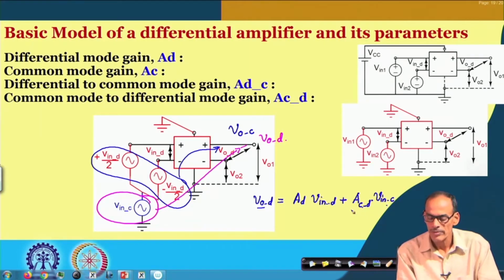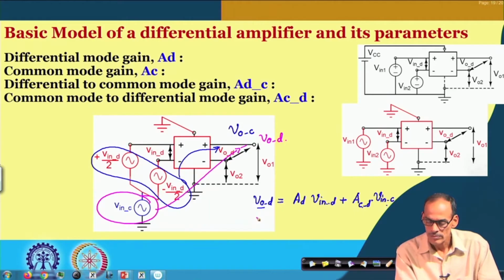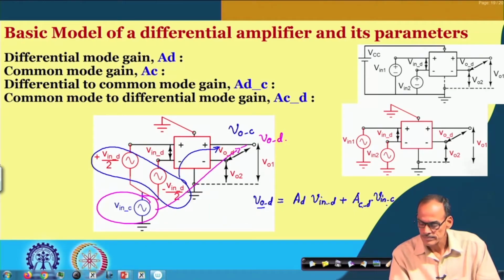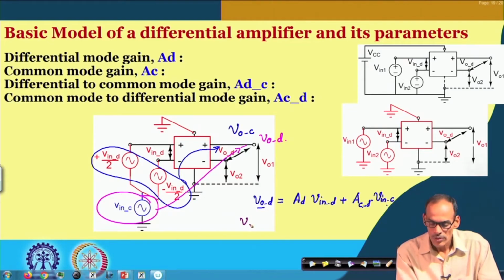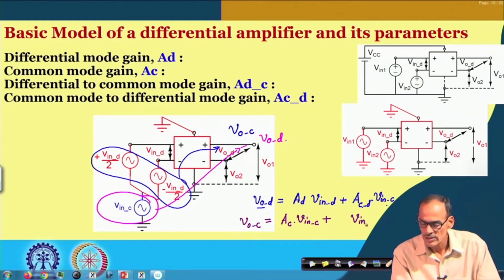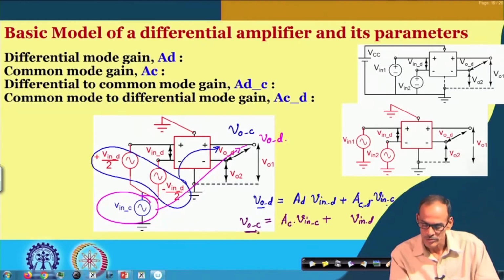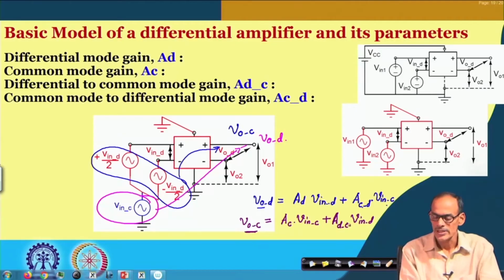So, we do have one more parameter. Likewise, if I consider the differential part, the common mode part, let me use this color. So, V O C, ideally we want it should be A C times V in C, but then practically some part of the differential signal may get converted in the form of common mode signal. Since the differential part is getting converted into common mode part, the corresponding parameter we can call is A D C.